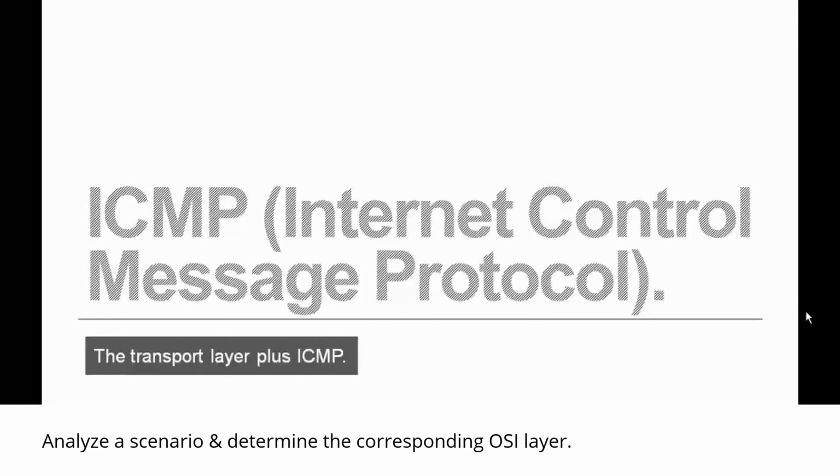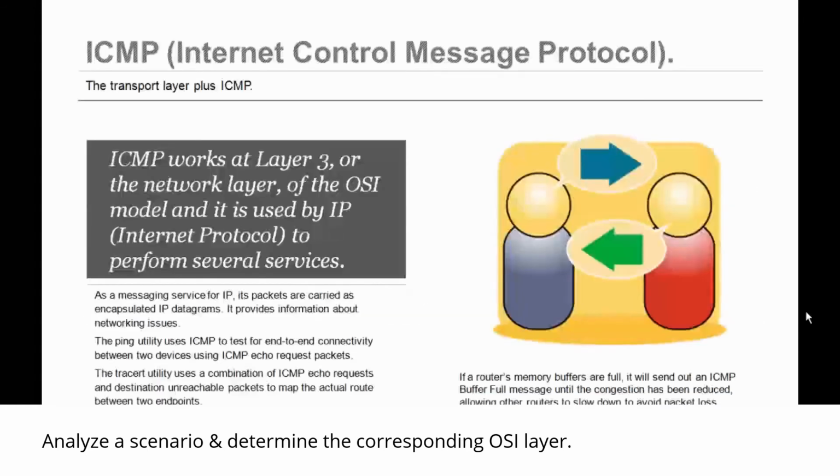Now let's move on to ICMP. The Internet Control Message Protocol works at layer 3, which is also known as the network layer, of the OSI reference model, and it is used by IP, or the Internet Protocol, to perform several services. As a messaging service for IP, ICMP packets are carried as encapsulated IP datagrams. It provides information about network issues.